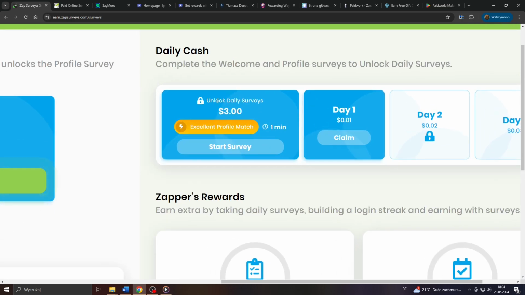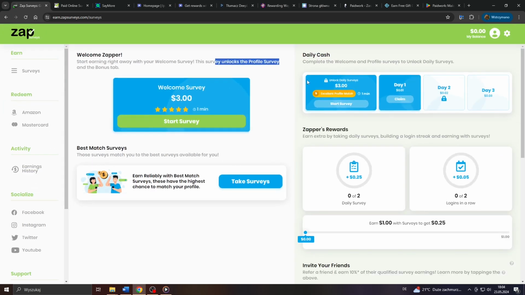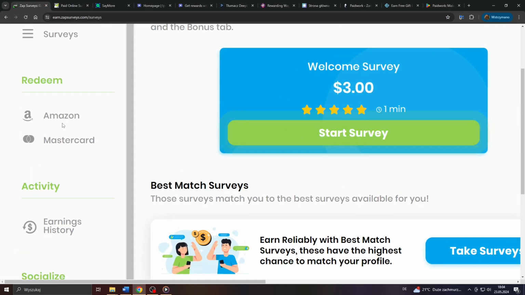Like, for example, I am given access to that welcome survey here with a payment of $3, and only those of us who finish that welcome survey may unlock access to more of these surveys later. What I find negative though is the fact that they don't feature any cash rewards via PayPal here on Zap Surveys. There are always pros and cons, as you can see, guys.